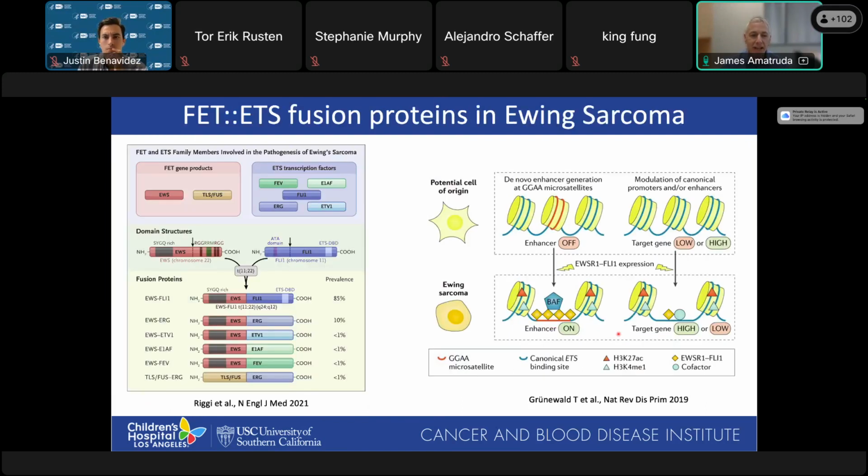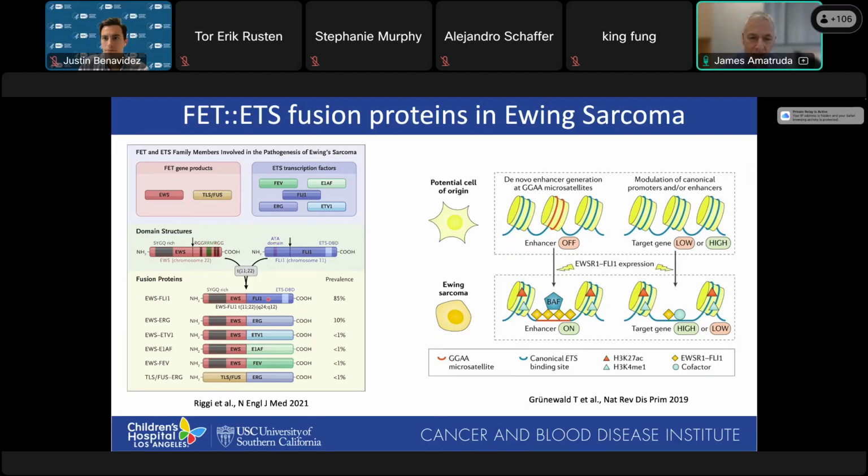Ewing sarcoma is an example of a fusion oncogene sarcoma. That is a disease caused by a chromosomal translocation that generates a chimeric fusion oncogene. In this case, it's a fusion of a member of the FET family with an ETS family transcription factor. And by far the most common form is this one, the EWSR1-FLI1 gene, EF1.